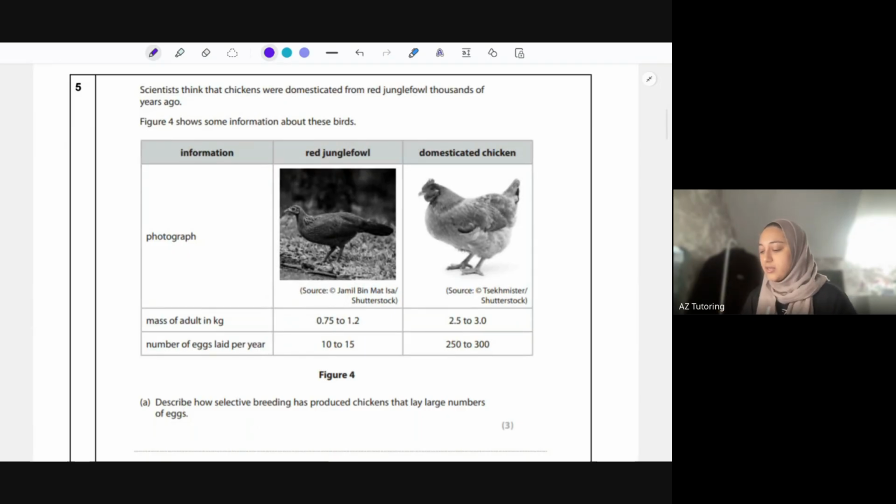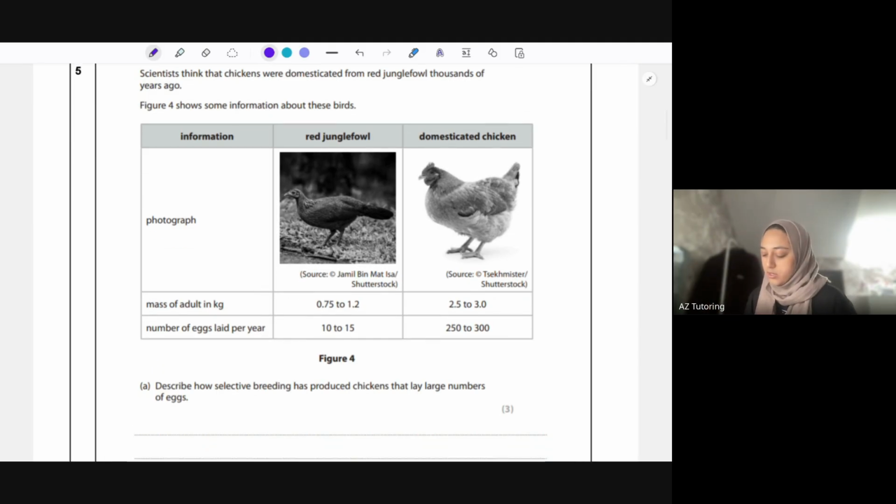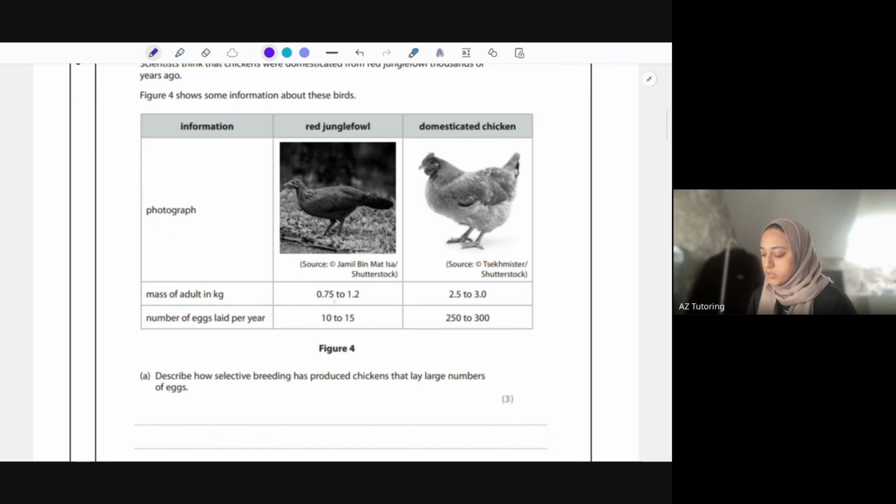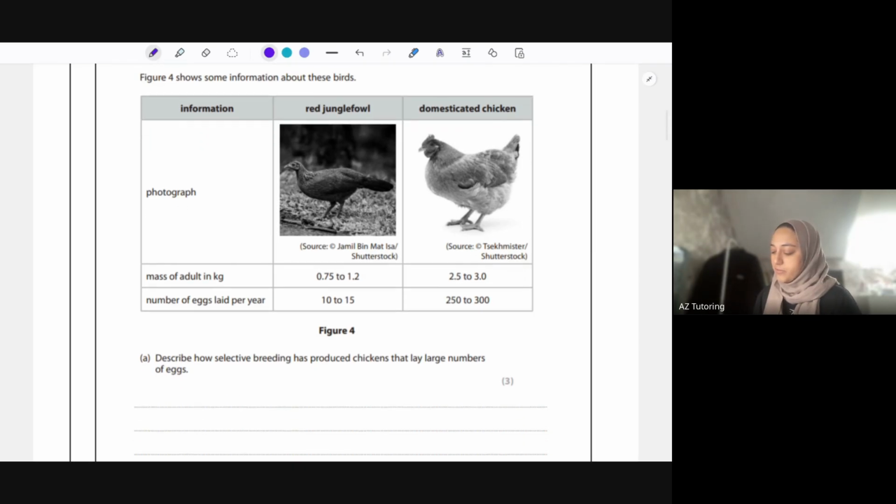So scientists think that chickens were domesticated from the red jungle fowl thousands of years ago. Figure 4 shows some information about these birds. So they're given a photo of each bird. So you can see the difference is that one earlier on was quite small, and the domesticated chicken today, they're a lot bigger. You've got the mass of them both. So you can see the mass of the first one is a lot lower compared to the one that's around today, and the number of eggs laid is a lot lower compared to the ones today. Which is quite significantly higher now.